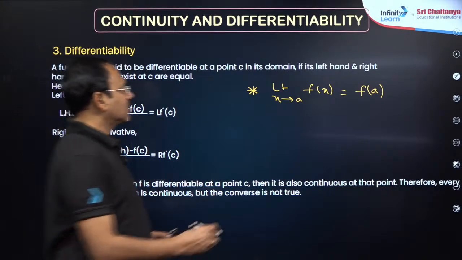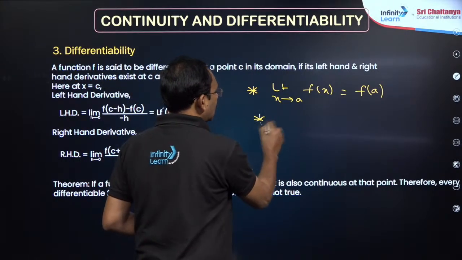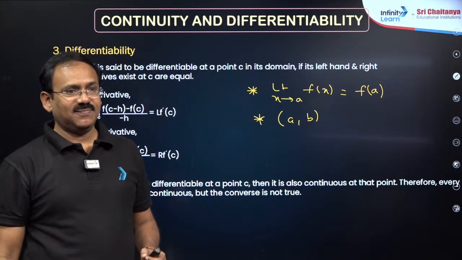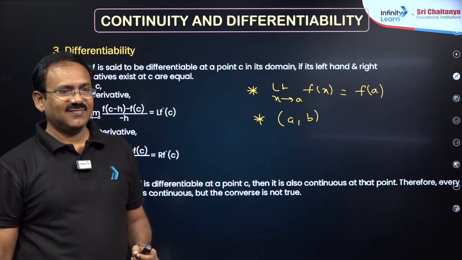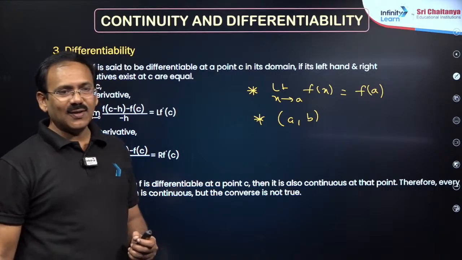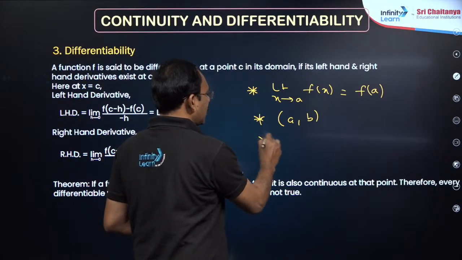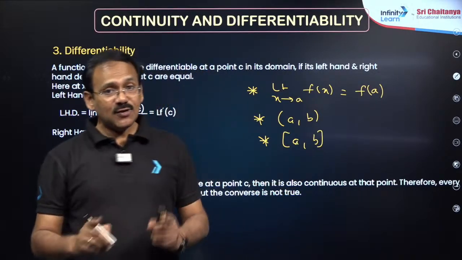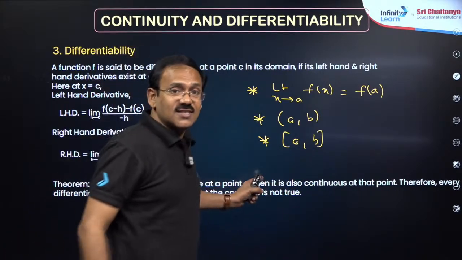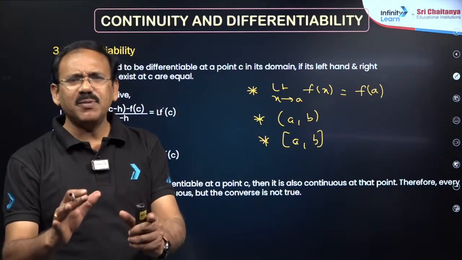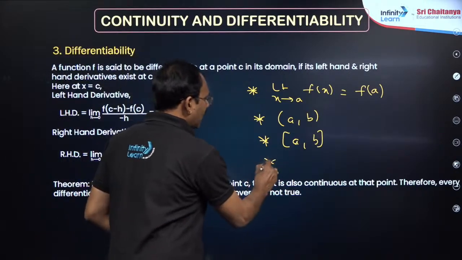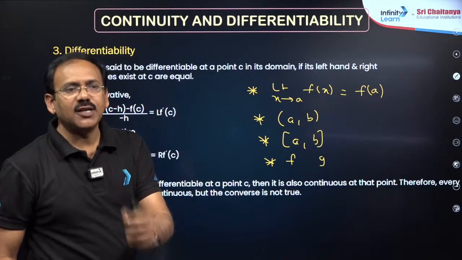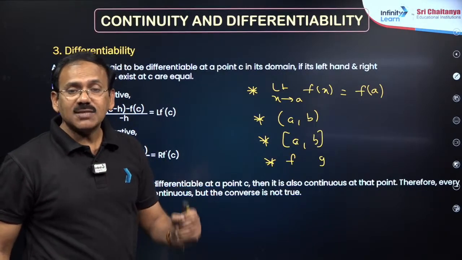Point number 1. If you want to say a function is continuous on open interval (a, b), it must be continuous at every point in the open interval (a, b). If you want to say a function is continuous on closed [a, b], that means it must be continuous on open (a, b), right continuous at a, left continuous at b. Three simple definitions.